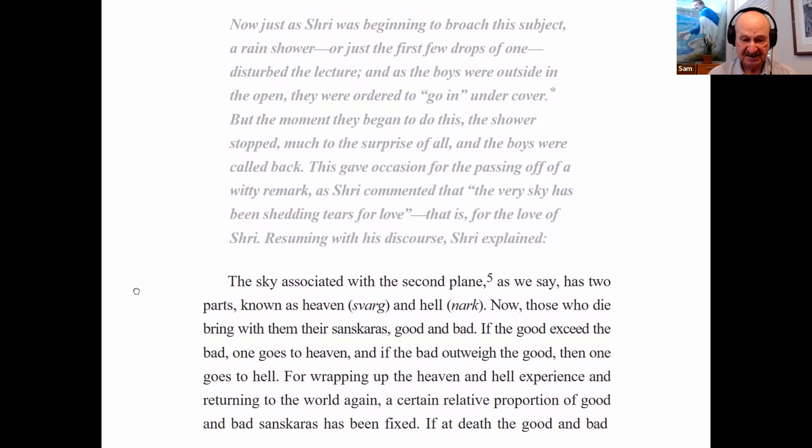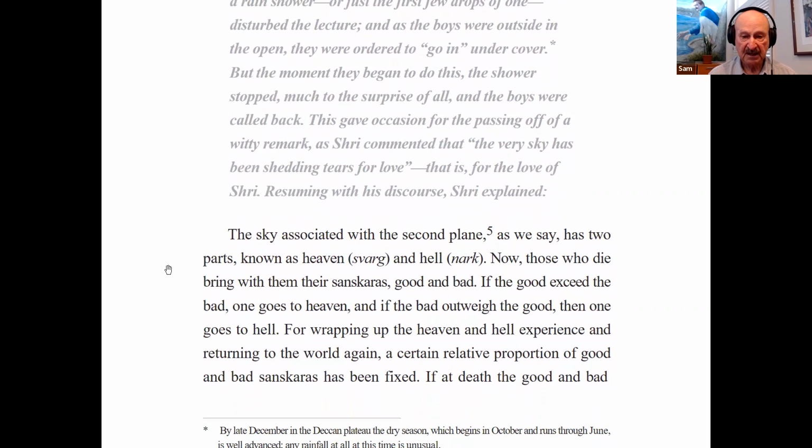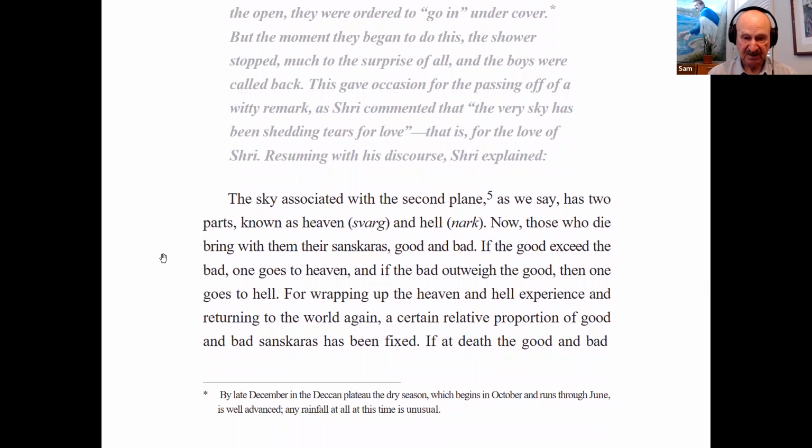Resuming with his discourse, Shri explained, I'll try to read a little slower. The sky associated with the second plane, as we say, has two parts, known as heaven, Svarg, and hell, Nark. Now, those who die bring with them their sanskaras, good and bad. If the good exceed the bad, one goes to heaven. And if the bad outweigh the good, then one goes to hell.